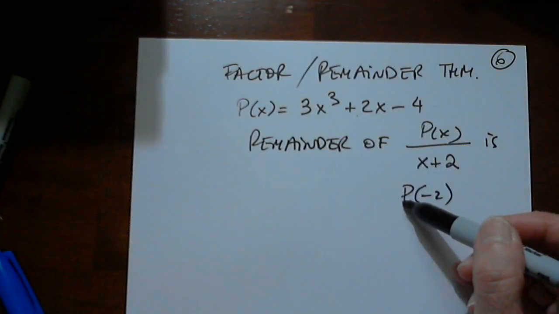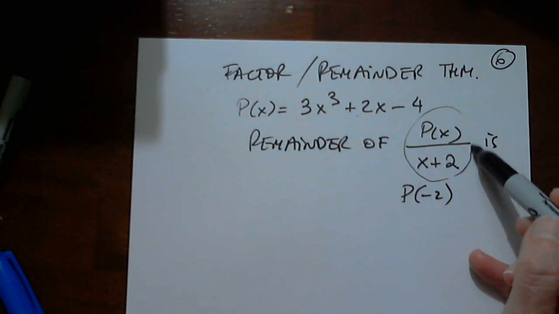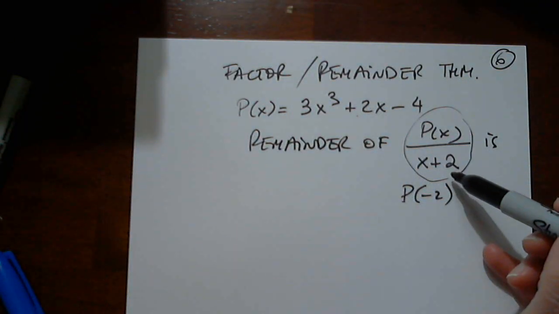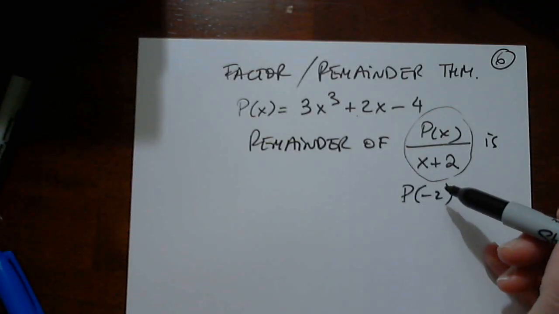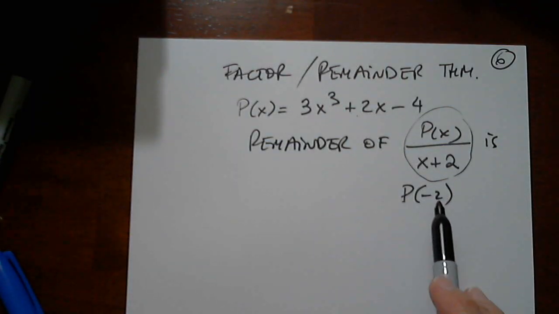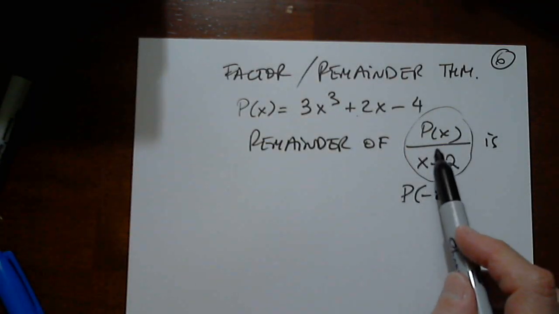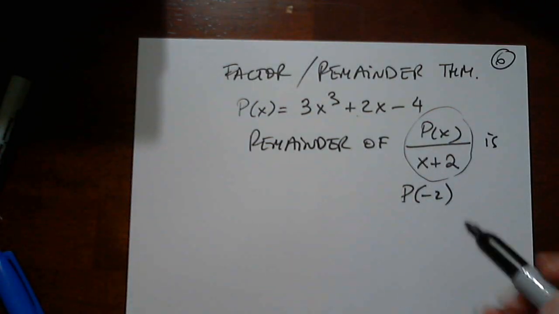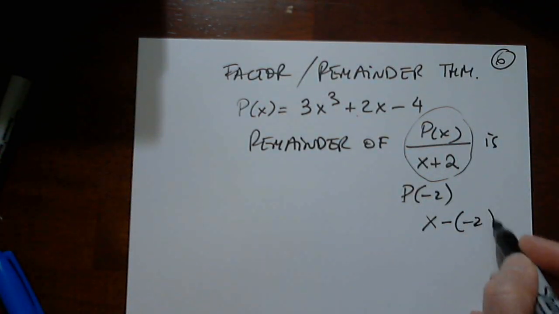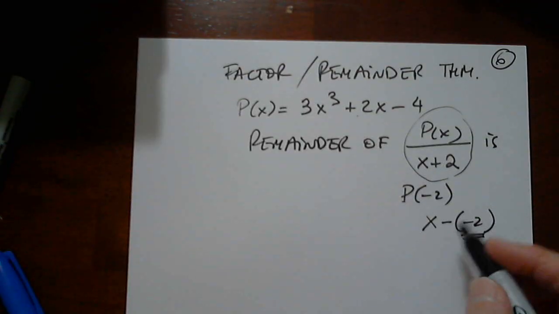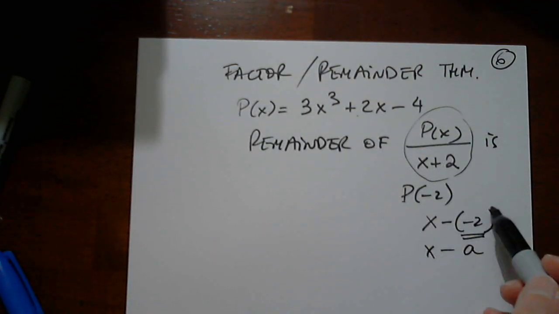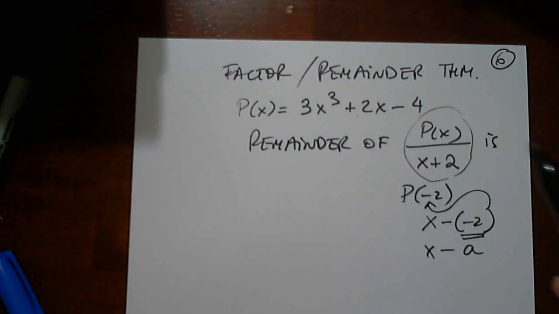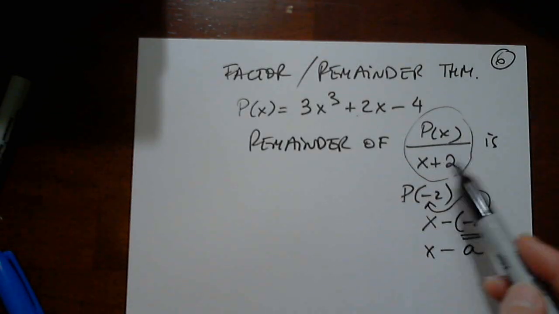So if I want to find the remainder of p of x over x plus 2, and I don't care about the quotient, I only want to find the remainder, all I have to do is, remember this is negative 2, in other words, x minus negative 2. This is the so-called a, x minus a. So this is the remainder, whatever that is.